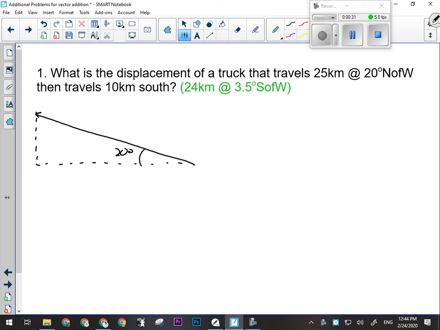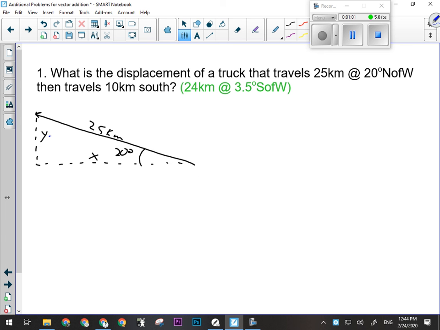This will be our y component, this will be our x component, and this is 25 kilometers long. And then we need to go 10 kilometers south of that. So the trick with that is, is it going to get to here? Is it going to be short of here? Is it going to be long of here? If this angle was 30 degrees, this side would be 12 and a half, so that would be just getting there. So this is 10.